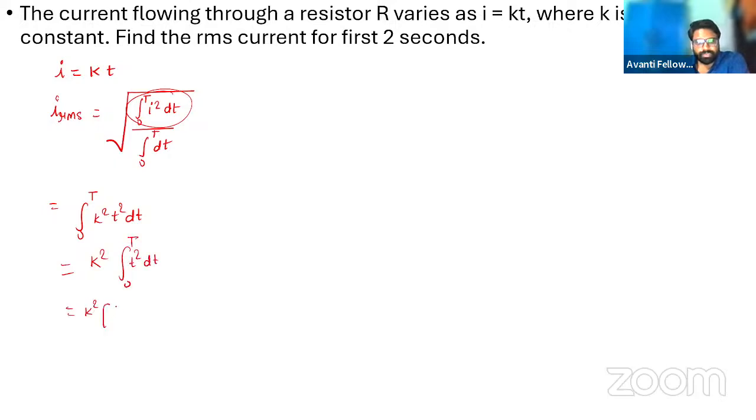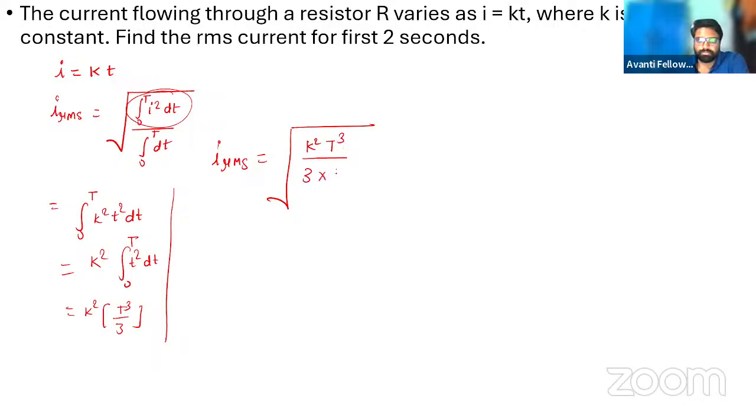So this will become k square into capital T cube by 3, because t square का integration will result in t cube by 3, ठीक है, so it is k square into T cube by 3, this term only. So IRMS is equals to root of 1 by T integration, we can directly put this value, k square T cube by 3 into 1 by T. T and T will cancel out, so it will become kT upon root 3. This is the value of IRMS.